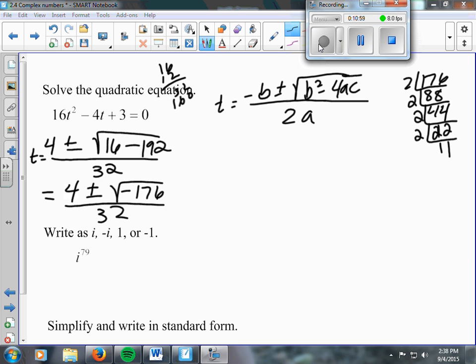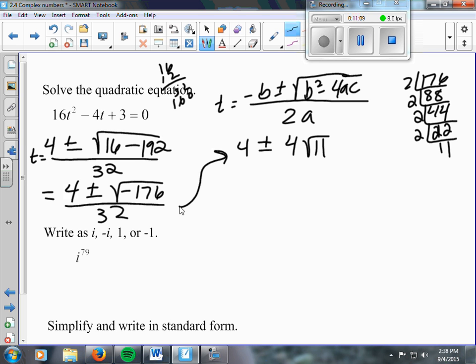And the square root of negative 176 is 4 radical 11. And then I'm going to go ahead and make the negative into an i. This is all over 32. I'm going to distribute my 32. So this is 1/8 plus or minus 1 radical 11/8 i. Lovely answer there. All right.